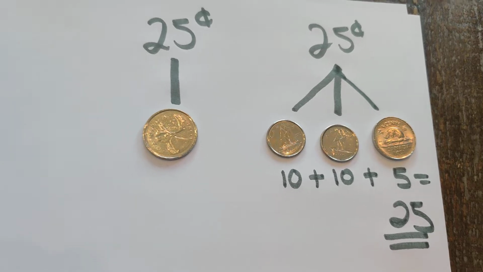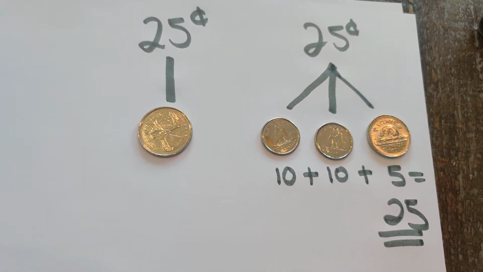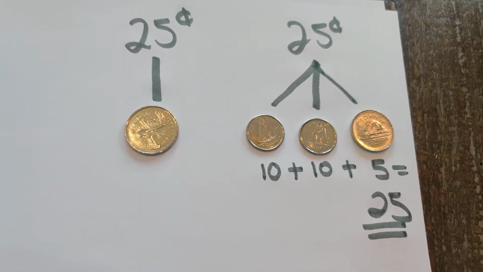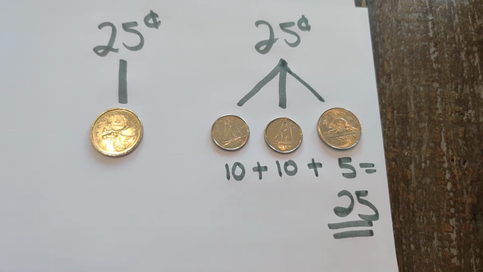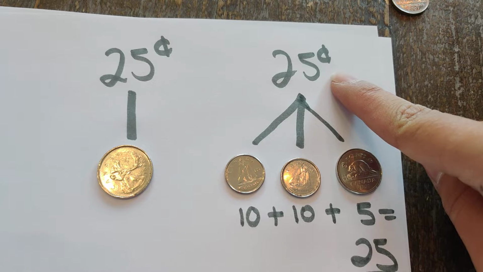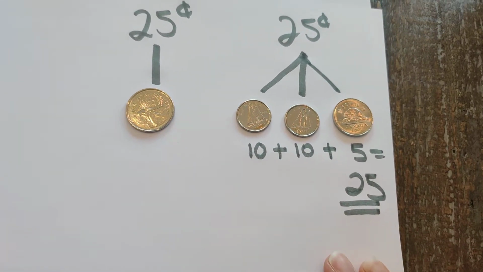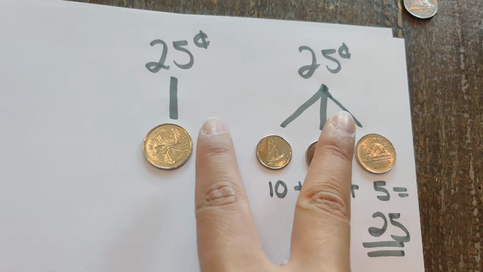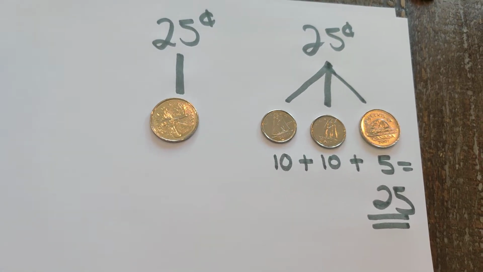So what I want you to do, boys and girls, for today's math activity is I want you to make 10 cents, 15 cents, and 25 cents, comme ça. Deux façons, so two ways of making each of those numbers.